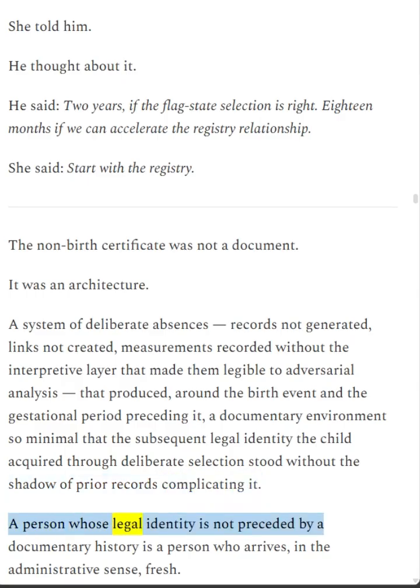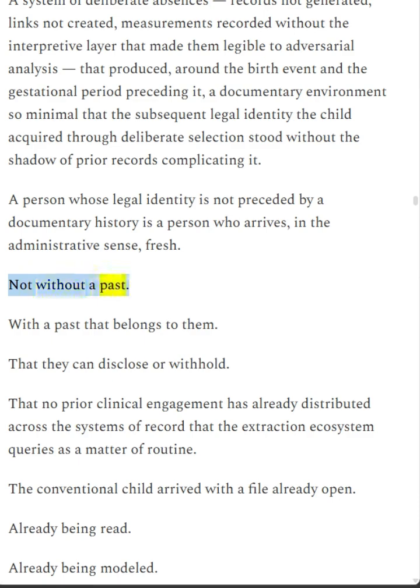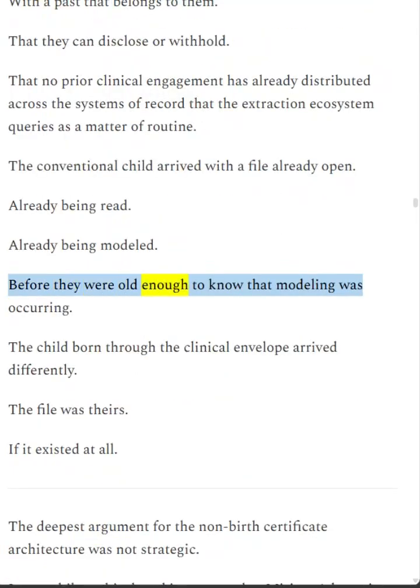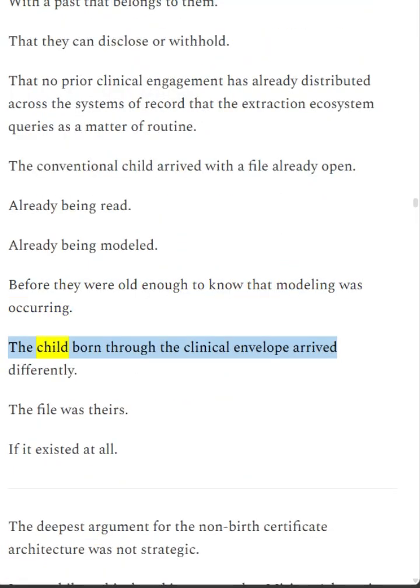A person whose legal identity is not preceded by a documentary history is a person who arrives, in the administrative sense, fresh. Not without a past. With a past that belongs to them, that they can disclose or withhold, that no prior clinical engagement has already distributed across the systems of record that the extraction ecosystem queries as a matter of routine. The conventional child arrived with a file already open, already being read, already being modeled, before they were old enough to know that modeling was occurring. The child born through the clinical envelope arrived differently. The file was theirs, if it existed at all.